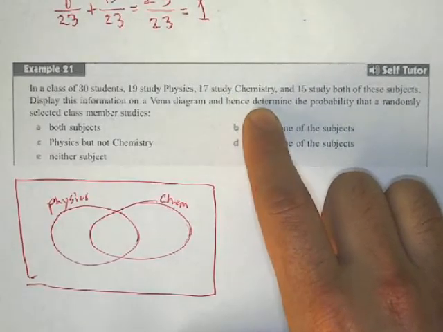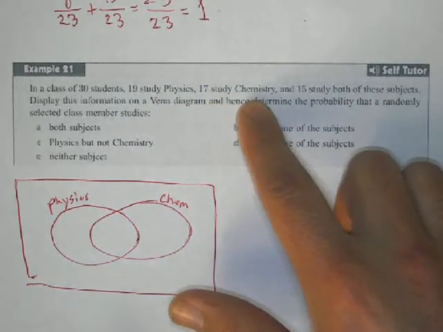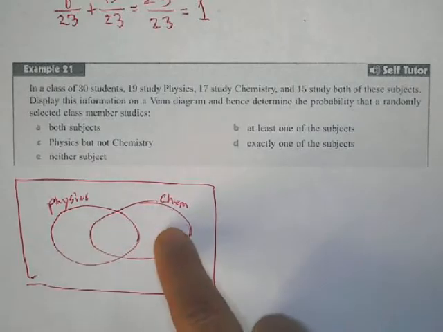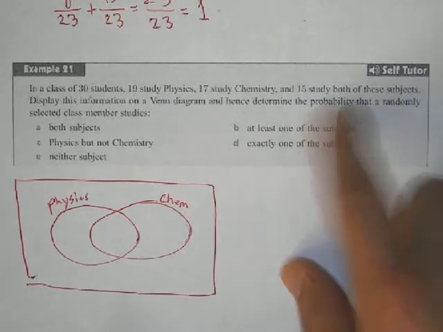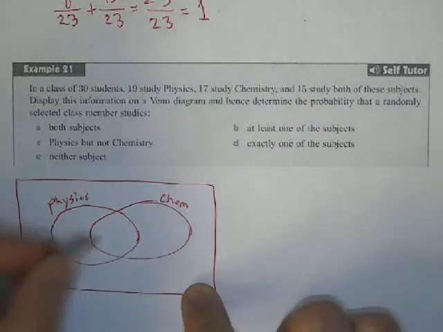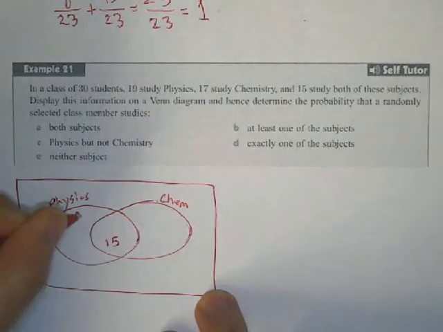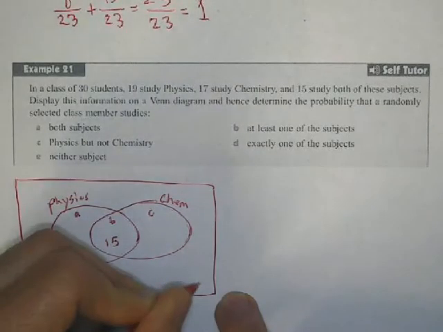Okay, so 19 take physics, 17 take chemistry. I don't write 19 here or 17 here. 15 study both. Okay, so 15 study both. I need to write 15 here. Now to make this easier, I'm just going to call this region a, lowercase b, lowercase c, and lowercase d.